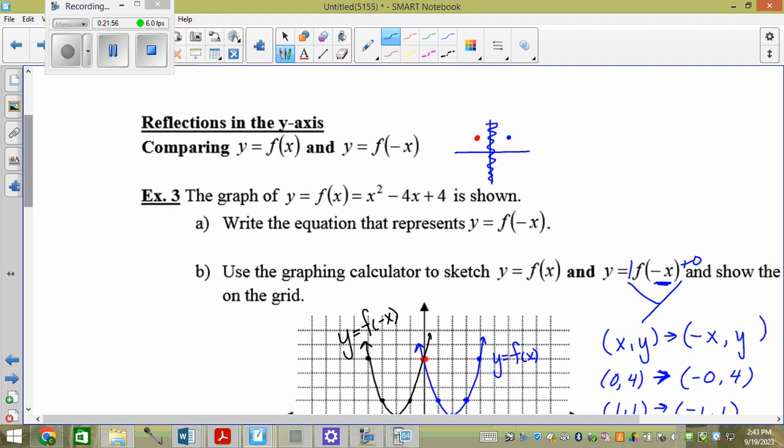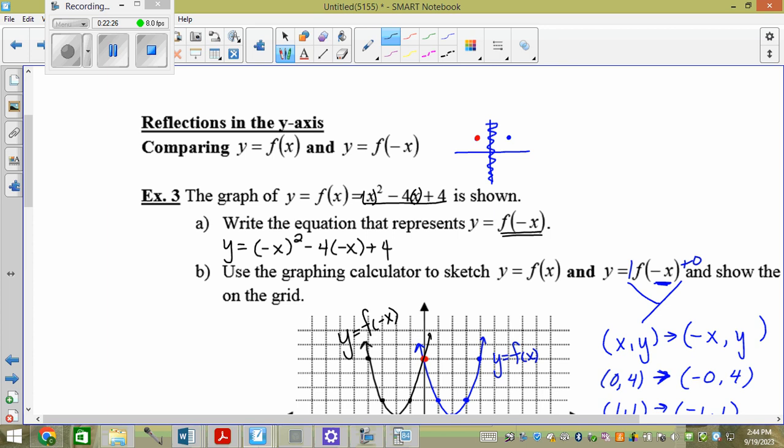So here we have f of x equals x squared minus 4x plus 4. That's my original. They want us to get the equation that represents f of negative x. Okay, well that's not bad. I just go y equals, now instead of that, every x I'm going to put a negative x in. So when I put it in, I should put it in brackets. I'm going to put a negative x there and a negative x there. So I'm going to get (negative x) squared minus 4 times (negative x) plus 4.